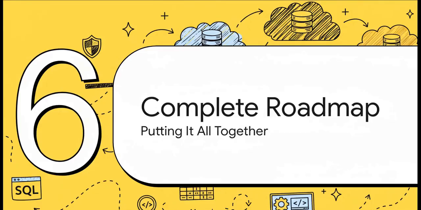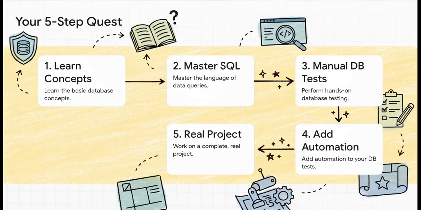Wow, okay. We've covered a lot of ground, from the absolute ABCs all the way to advanced automation. So let's take a step back, zoom out, and look at the whole roadmap one more time, just to see how it all fits together. And there you have it. The whole quest broken down into 5 clear, totally doable steps.